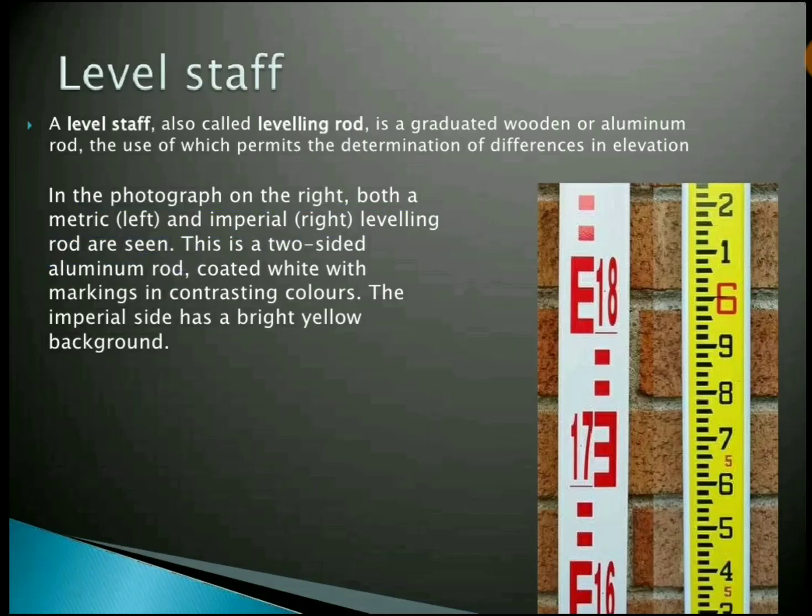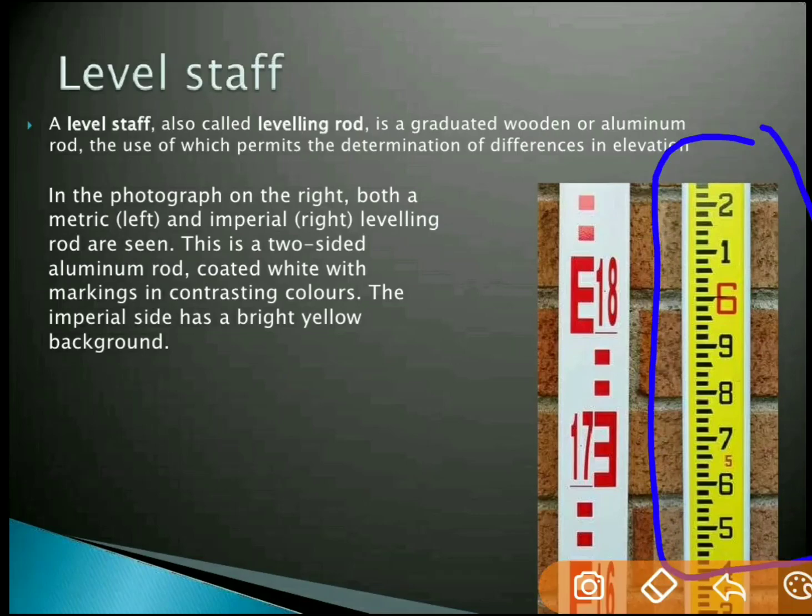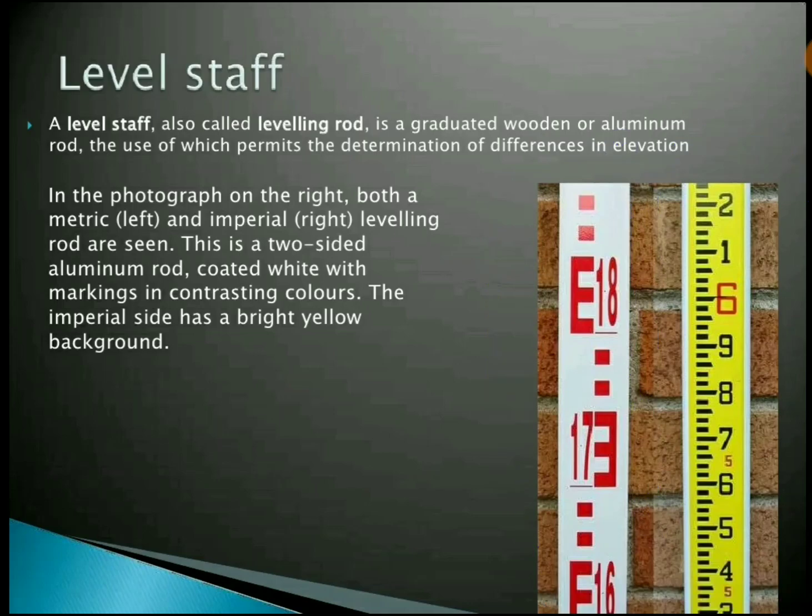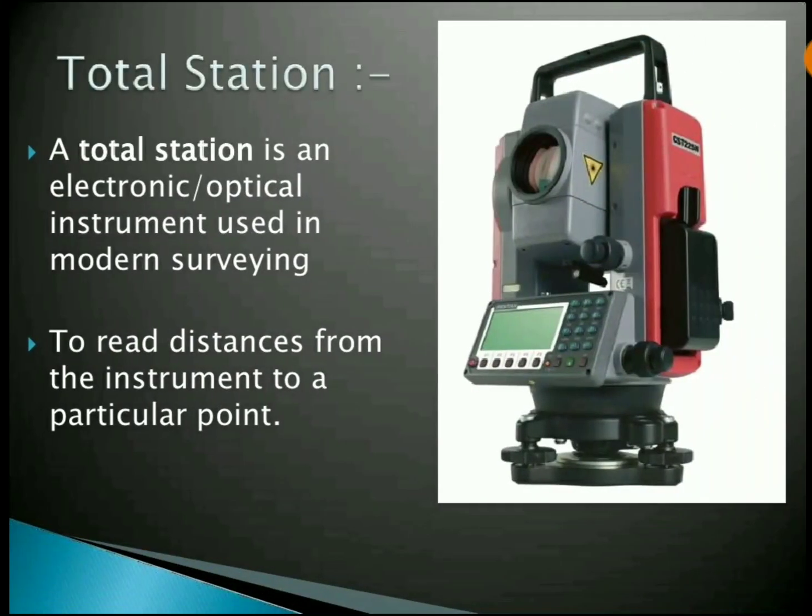Right. In the photograph on the right, both metric and imperial leveling rods are seen. This is a two-sided aluminum rod coated white with markings in contrasting colors. The imperial side has a bright yellow background. Look here, this is the bright yellow background. Otherwise, normally we have white, or we have black with red readings, right? Like that, right? Clear?